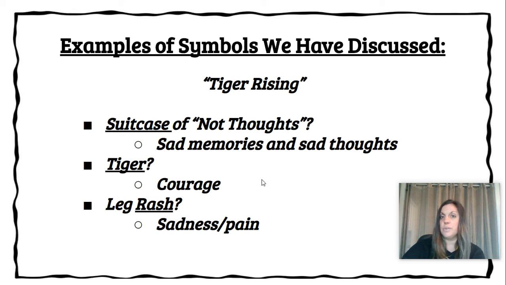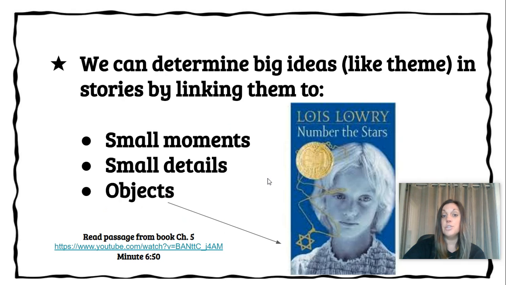We did a lot of reflection on these during Tiger Rising, and we're starting to do a lot of that reflection in Number the Stars as well. We've actually seen, and I'm going to reread in a minute a part where the necklace on Ellen's neck is probably a type of object or symbol or small detail we should pay attention to. But there were other details we've been paying attention to as well.